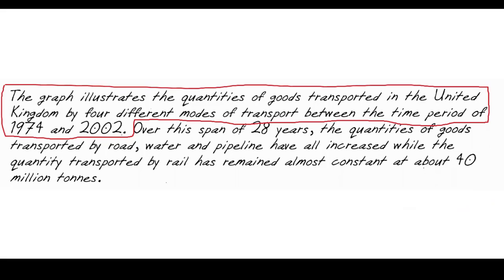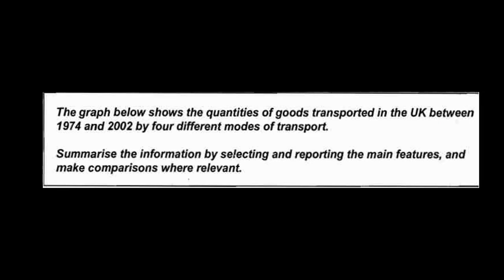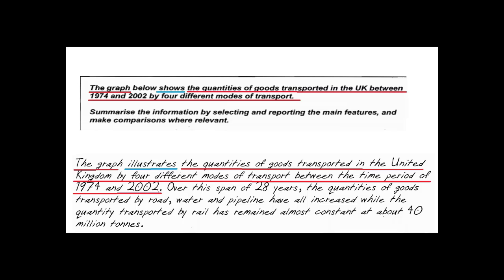The first half of your overview should be a paraphrase of the sentence in the prompt that describes the data. That would be the first sentence. Be careful to paraphrase the sentence and not copy it word for word. You can see here the writer has changed only 1 word. The word shows has been substituted for illustrates. If you merely copy the words from the prompt, you run the risk of being penalized for that.